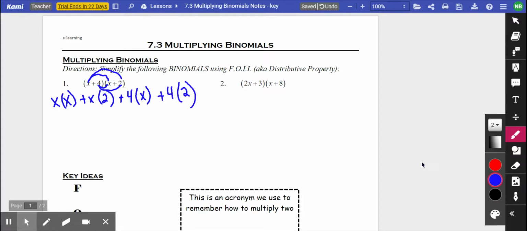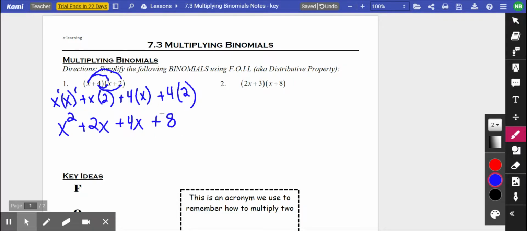And as you recall from yesterday's lesson, we're going to use this product property of exponents when we simplify now. So an x times an x is really like an x to the first times another x to the first. So we get x to the second power. And x times 2 is just a positive 2x. A 4 times an x is just a positive 4x. And a 4 times a 2 is a positive 8.